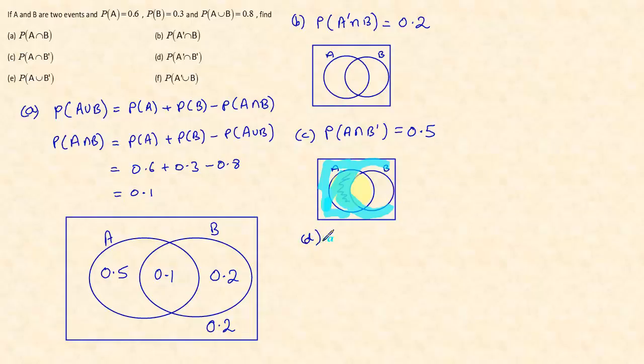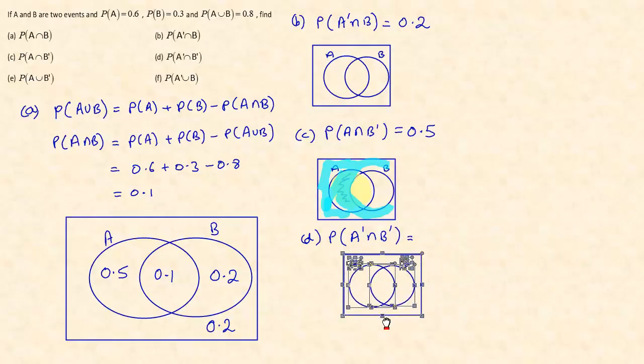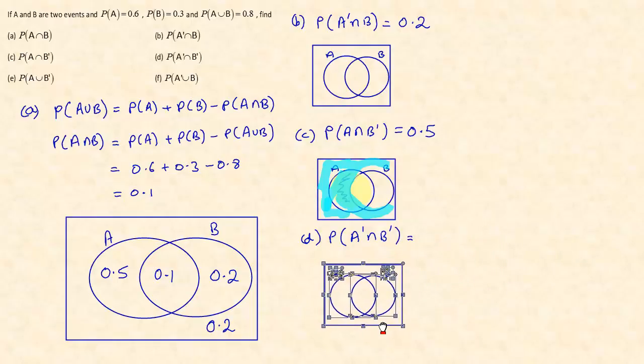Now with D, probability of A dashed intersection B dashed. So let's get another diagram, another copy of our diagram, bring it in. So A dashed is everything outside of A, so that's going to be sort of around here.